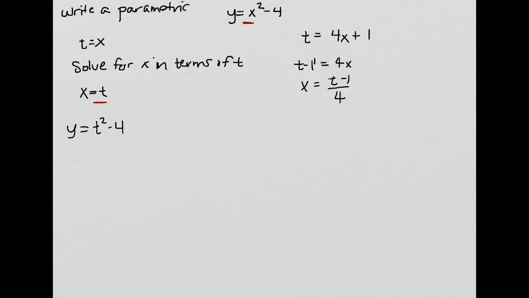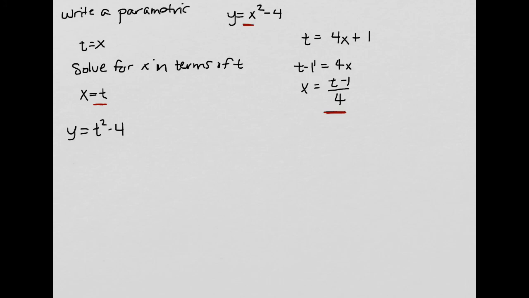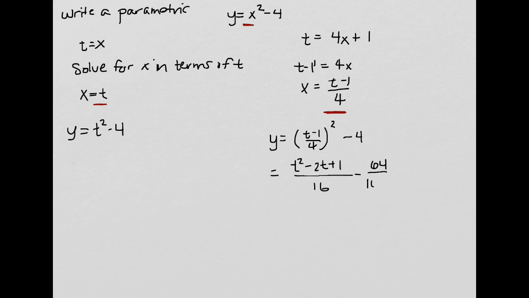Now I'm going to do the same thing. Everywhere I see the letter x, I'm going to substitute in this (t minus 1) over 4. So now we're looking at y equals ((t minus 1) over 4) squared, minus 4. So let's go ahead and square that out. T squared minus 2t plus 1 over 16, minus, and I'm going to go ahead and convert that 4, because I'm looking at that 16 and I know I'm going to need a common denominator. So let's go 64 over 16 here.